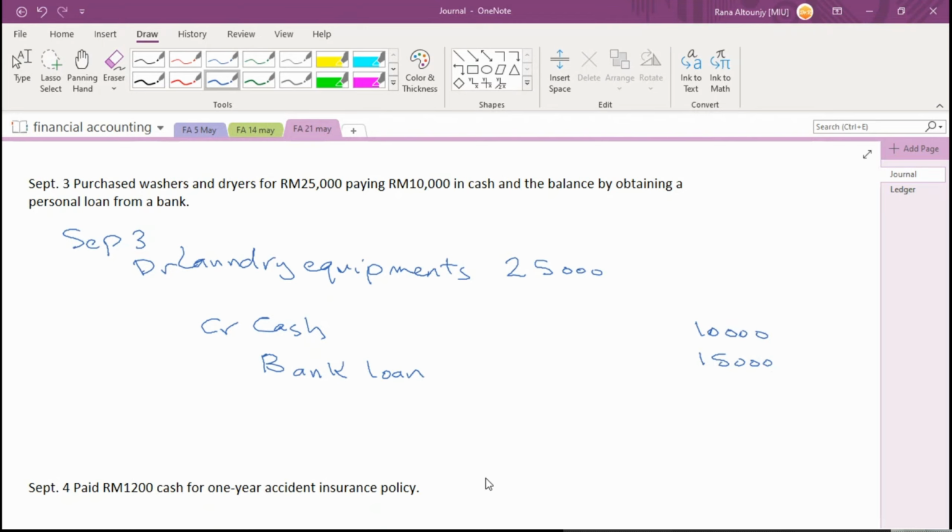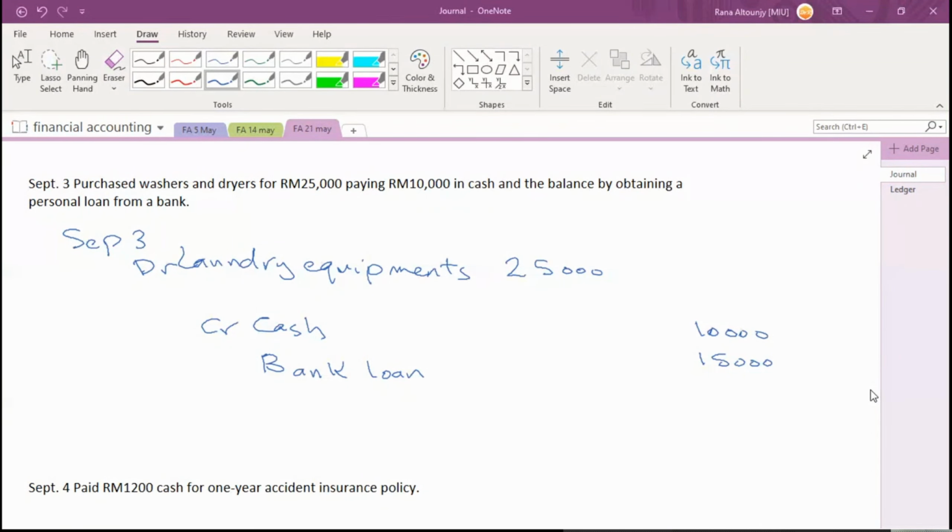So why the laundry equipment debit? Because it increases. Cash credit because it decreases. Bank loan credit because liability increases. That's right. Laundry equipment, because it's an asset, and when an asset increases, it goes to the debit side.